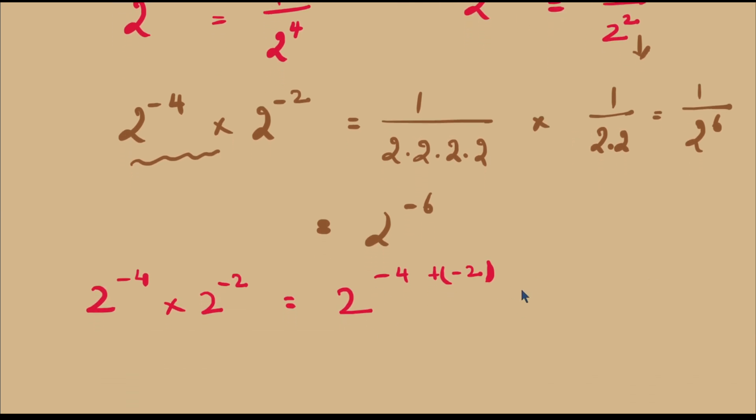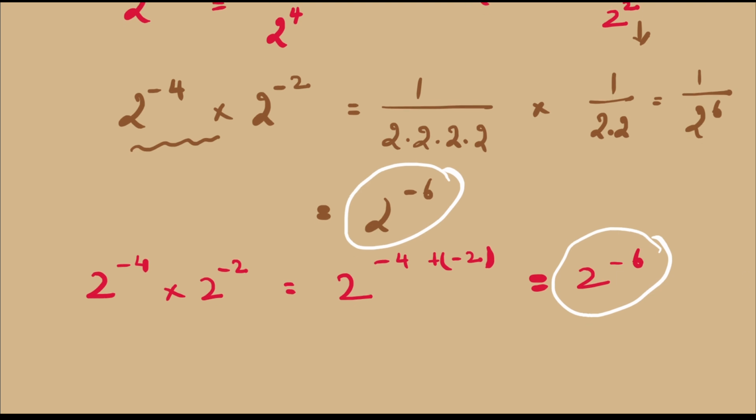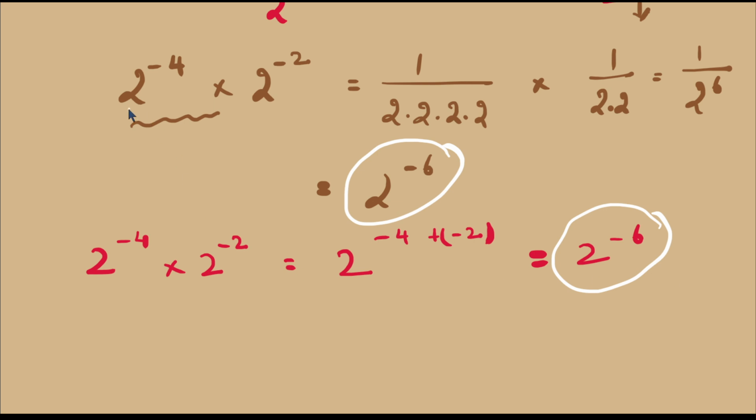So here also we have added, and the result we obtain is minus 4 plus minus 2, which is minus 4 minus 2, which is 2 raised to the power minus 6, and we have obtained the same result. So the law of exponent holds good for the negative exponents also, but let me check once again, because here both the bases were positive.